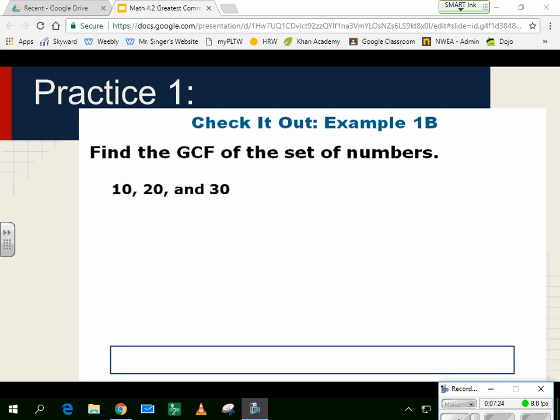All right, try it one more time with 10, 20, and 30. See if you can find the greatest common factor. This time when you're finished, I'm just going to show you one of the methods. Good luck.